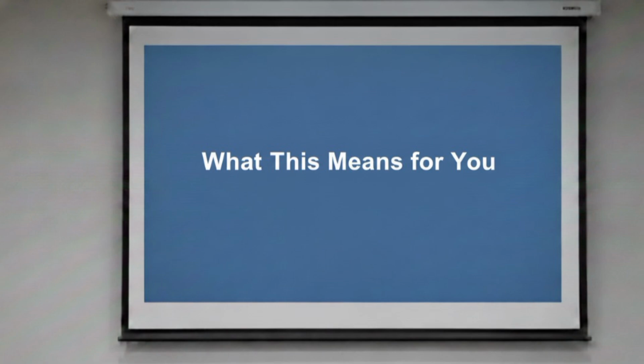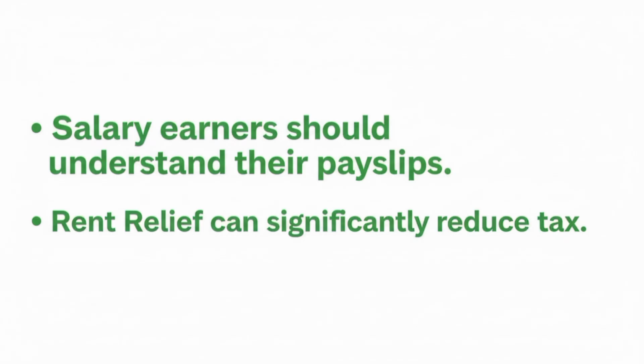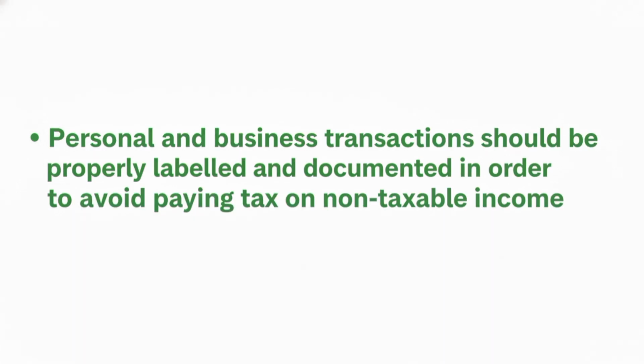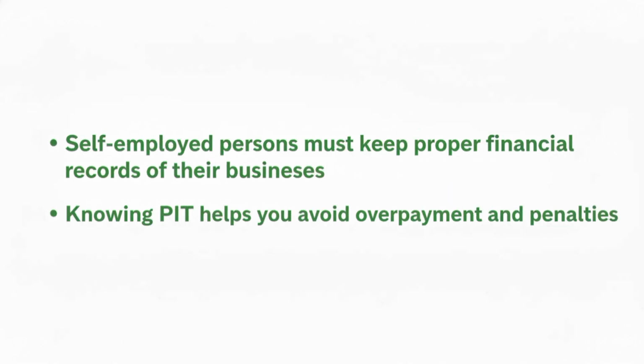So what does this mean for you? Salary earners should understand their payslips. Rent relief can significantly reduce your personal income tax. Personal and business transactions should be properly labeled and documented in order to avoid paying tax on non-taxable income. Self-employed persons must keep proper financial records of their businesses. Knowing your personal income tax helps you avoid overpayment and penalties.